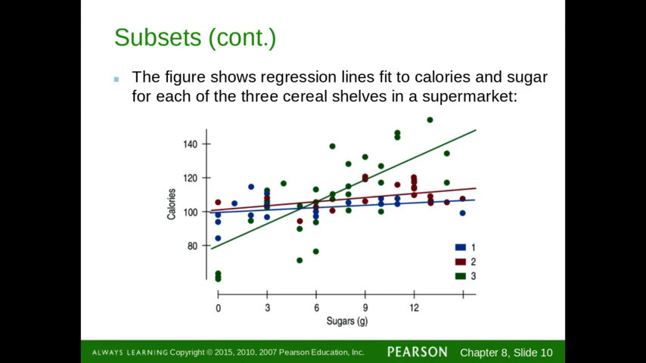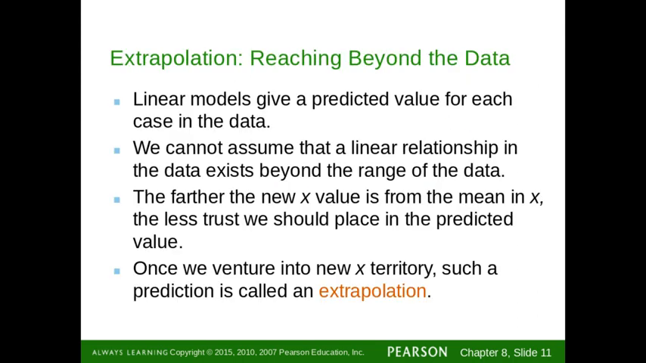So anyways, the figure shows the regression line fits to calories and sugar for each of the three cereal shelves in the market. Okay, so they've separated this into three groups. The linear model gives a predictive value for each case in the data. We cannot assume that the linear relationship of the data exists beyond the range of the data. The further the new x value is from the mean of the x, the less trust we should put in the predicted value. Once we venture to a new x territory, such prediction is called an extrapolation. Extrapolations, you got to be careful with those, okay?